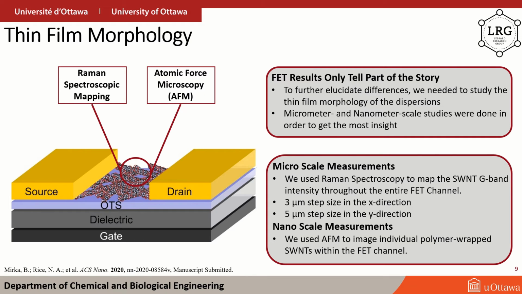The study on thin film morphology was the final aspect of our study and gave us an insight into the FET data. The film formation of polymer carbon nanotube films is crucial for understanding device performance. A comprehensive study of film morphology requires both nanoscale and micron scale measurements to probe individual carbon nanotubes and the entire FET channel. We utilize Raman mapping for micron scale measurements and atomic force microscopy for nanoscale measurements.